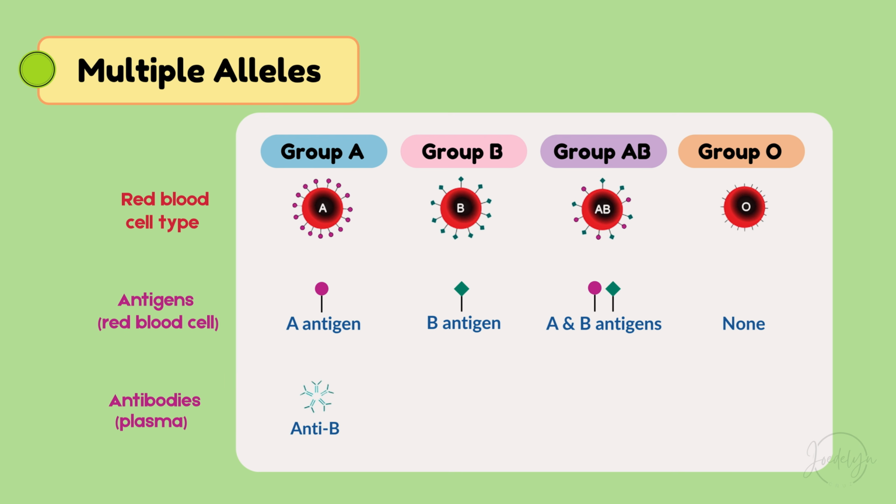Type A has anti-B antibodies. Type B has anti-A antibodies. Type AB, no antibodies. You're the universal recipient. Type O has both anti-A and anti-B antibodies, so it can only receive from O, but can donate to anyone. That's why O is the universal donor.